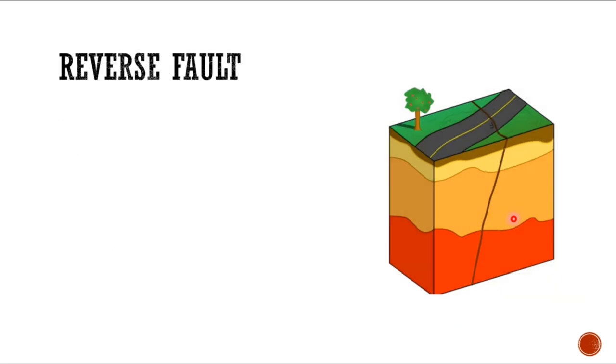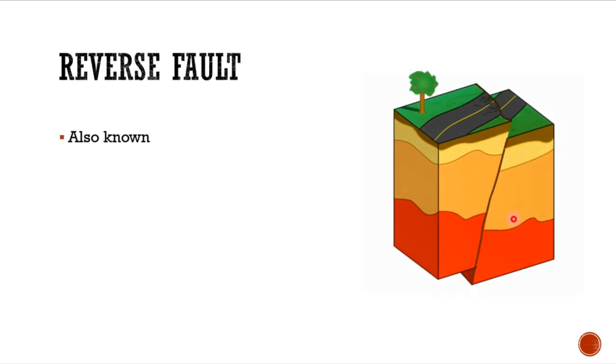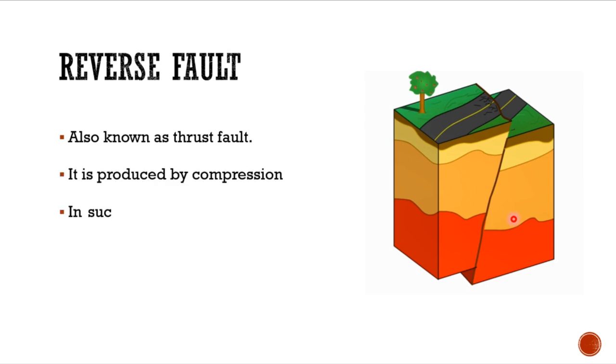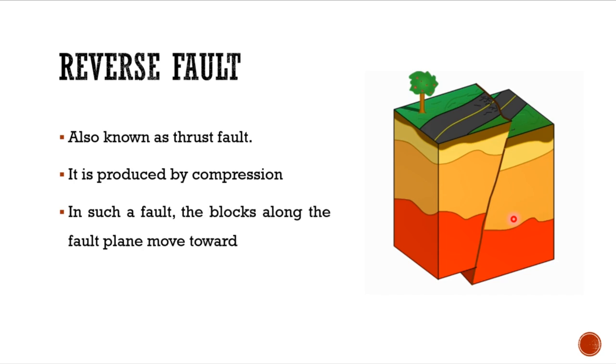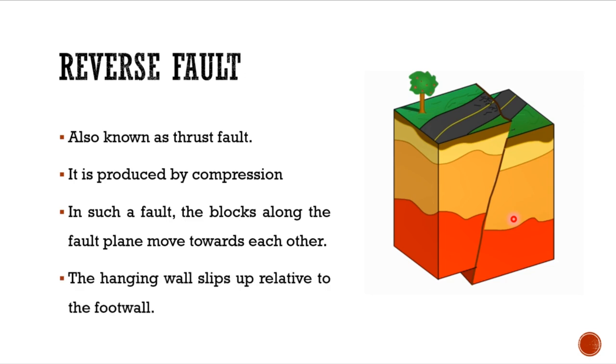Next one is reverse fault. It is also known as thrust fault. It is produced by compression. In such a fault, the blocks along the fault plane move towards each other. The hanging wall slips up relative to the foot wall.